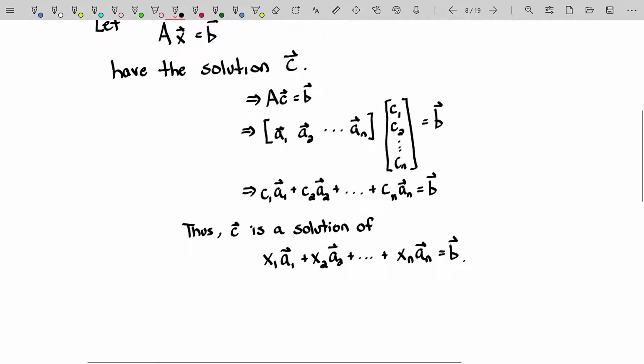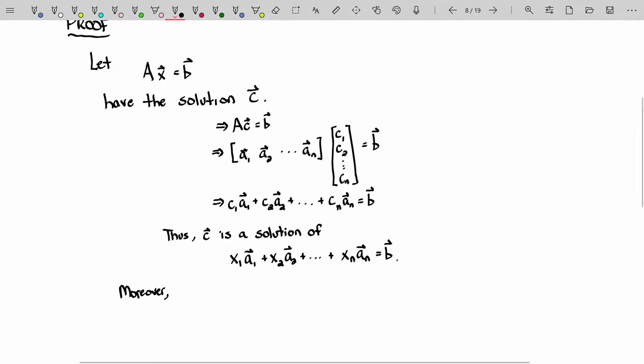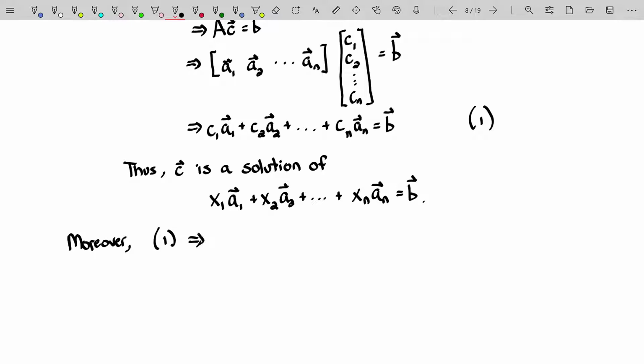So what did we just prove? We proved if C is a solution to the matrix equation, then C is a solution to the related vector equation. Moreover, I'm going to actually label my equations, just a couple of them, because I'm going to need them. So 1 implies the following.